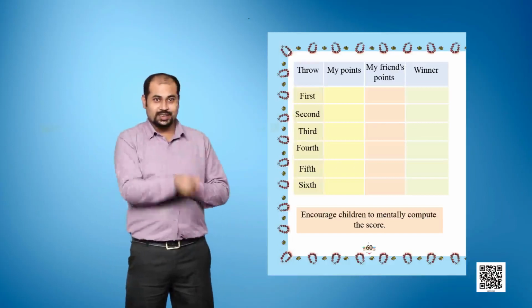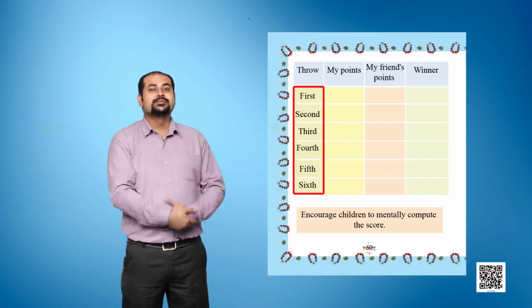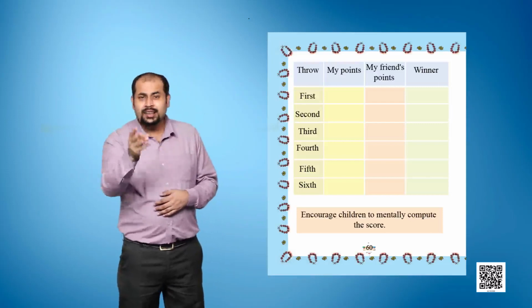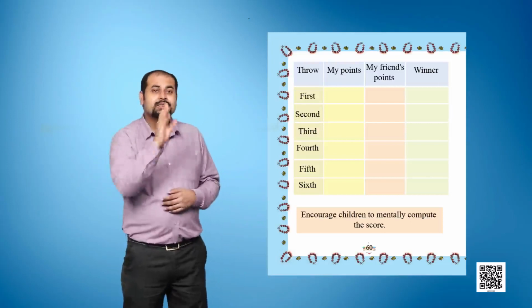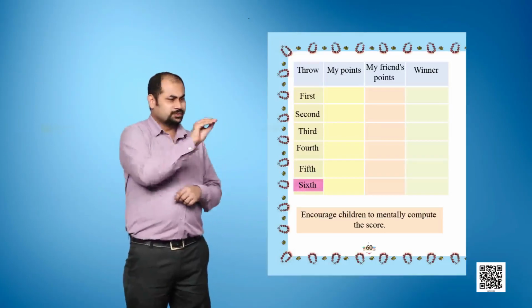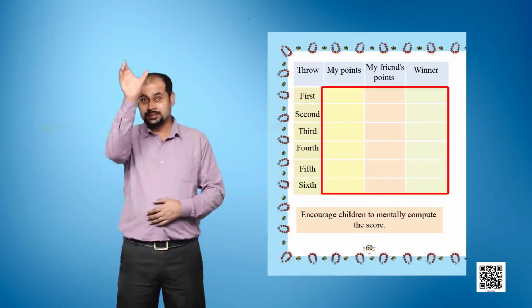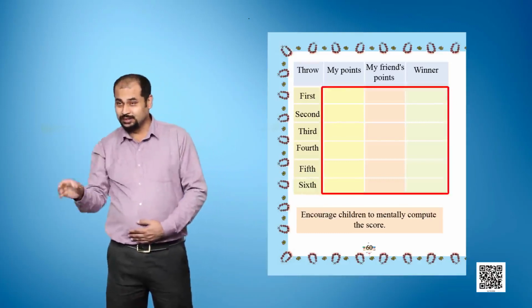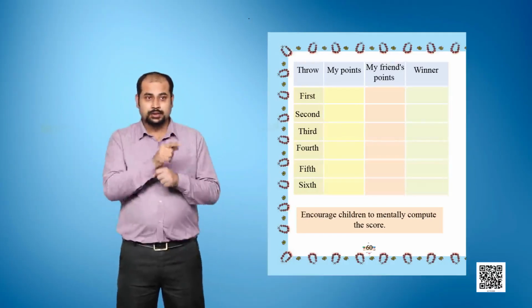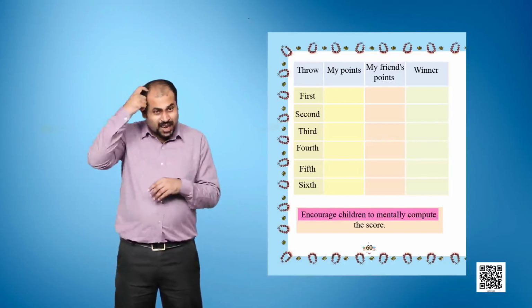The first column has the entries first, second, third, fourth, fifth, and sixth. Columns 2, 3, and 4 are all blank. Footnote: encourage children to mentally compute the score.